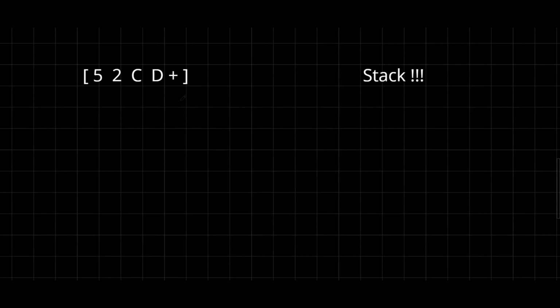As in this kind of problem, we have to deal with the previous records or the previous scores. So now our input is this. It has 5 strings, which are 5, 2, C, D, and plus. Now we are using one stack here.